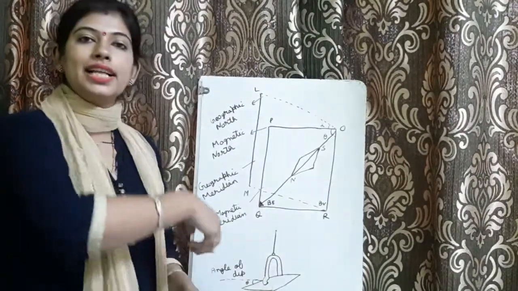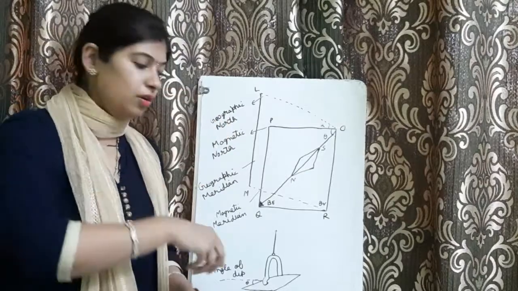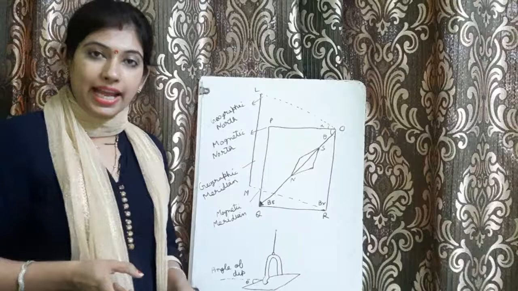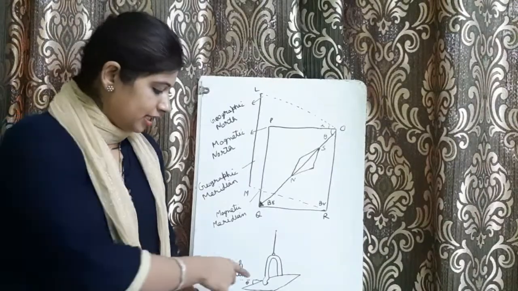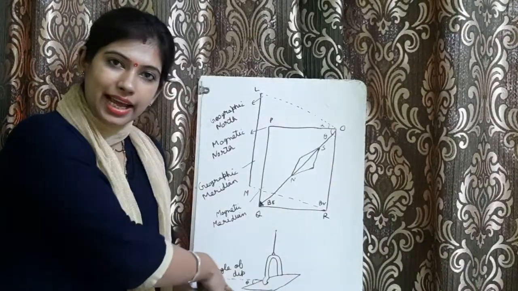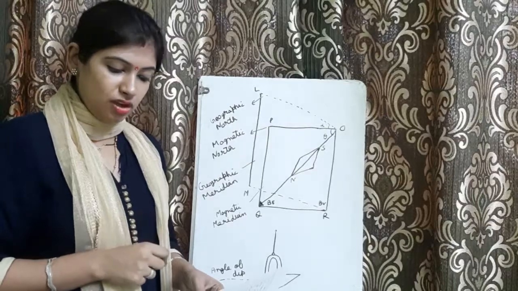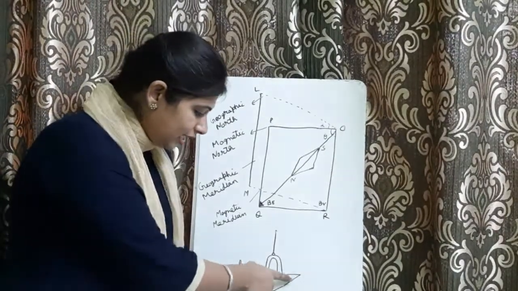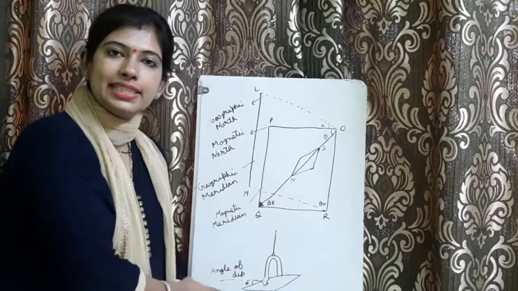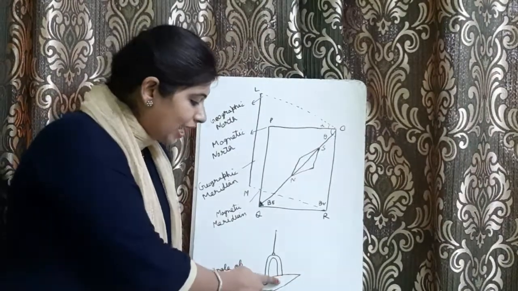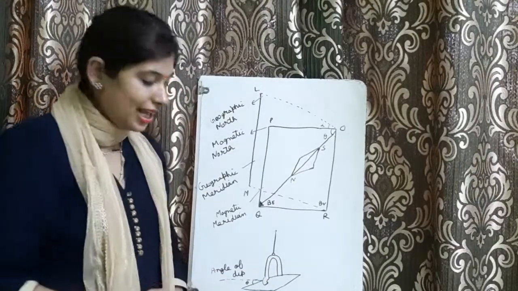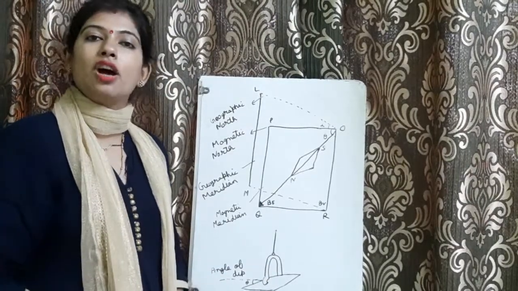This needle which we suspend, which dips down, this type of needle is known as a dip needle. And the angle between the axis of the needle and the horizontal direction, this is the horizontal direction. If we join a line here, this is the axis of the needle. So the angle between the axis of the needle and the horizontal direction is known as the angle of dip.